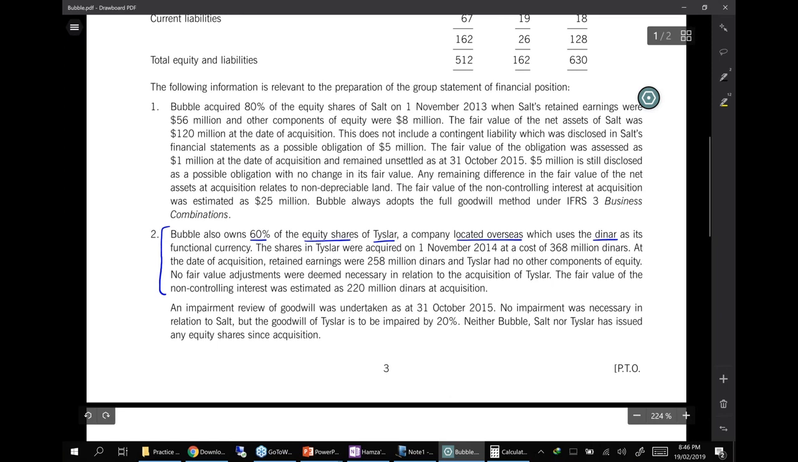So 60% is relevant to us, and 368 million dinars is relevant to us. And at the date of acquisition, the retained earnings were 258 million dinars. This is what we were looking for. So retained earnings were 258 at the date of acquisition.